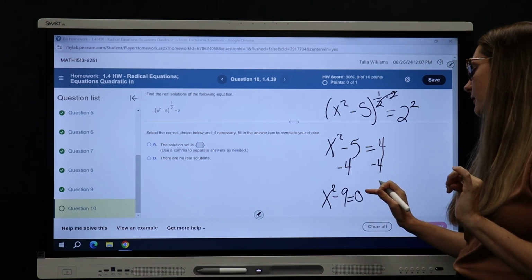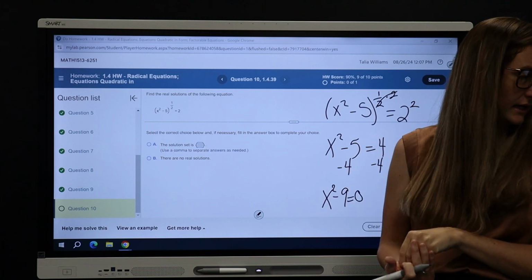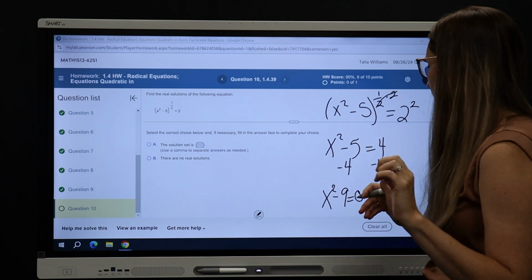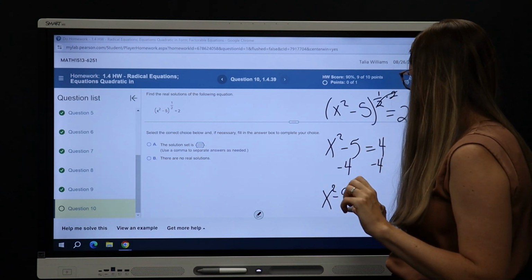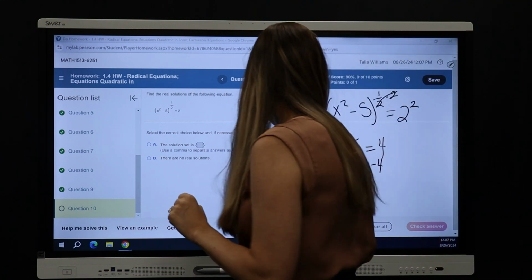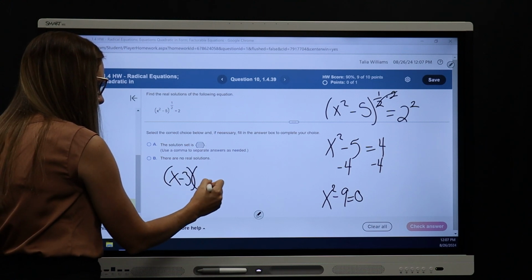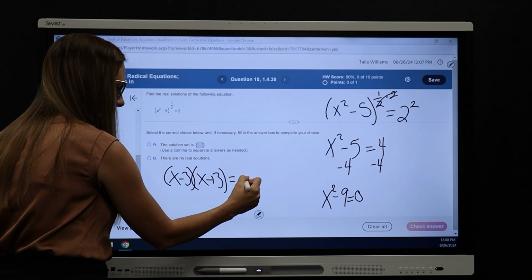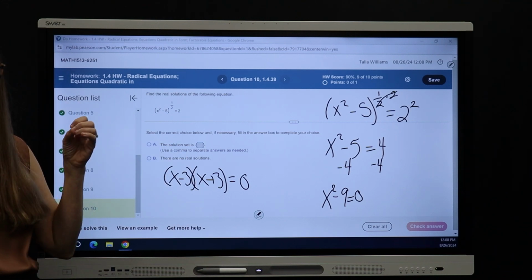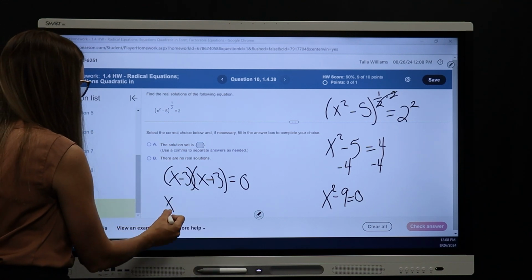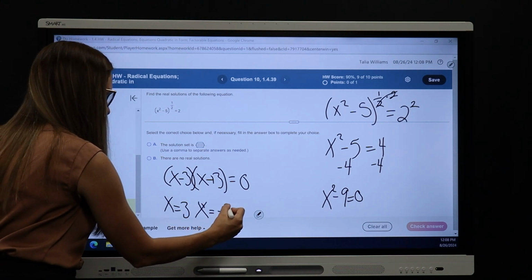Here, this is the difference of 2 squares. So numbers that multiply to get 9 and subtract to get 0. So we'd have 3 times 3 is 9. 3 subtract 3 is 0. So when we do this one, I'm going to write it right here. We'd have x subtract 3 and x plus 3 equals 0. Because our factors subtract, so a negative 3 plus 3 is 0. So when we work this out, we would have x equals 3 and x equals negative 3.